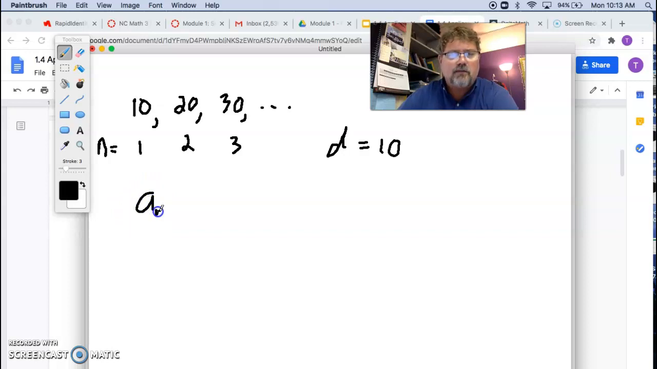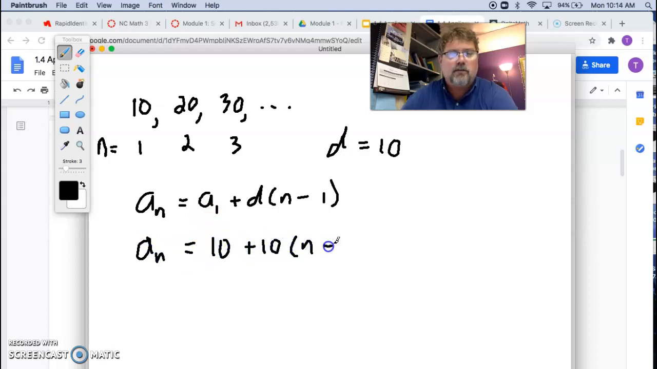So a sub n is arithmetic, so we need the first term. Let me just write the formula out to show you what I'm doing. I'm going to use this formula right here. Okay? All right, so I'm going to plug in what I know. a sub 1 is 10. Common difference is also 10. And we get n minus 1. Now, cleaning this up, we get a sub n is equal to 10. All right, hold on now. 10n minus 10. So that's just going to leave me 10n, right?